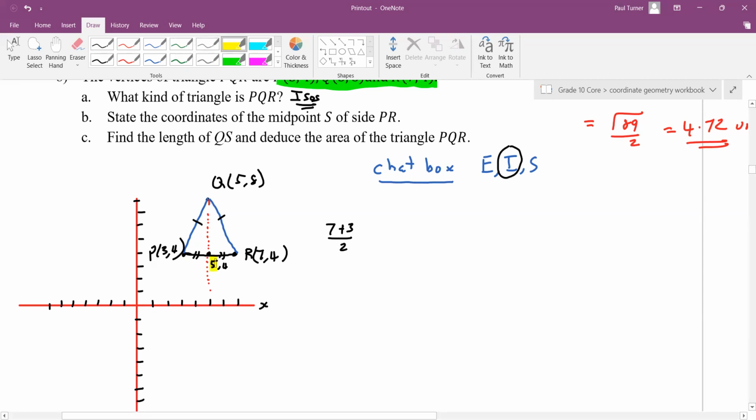Had to think then. So you already have that answer there. So that's going to be 5, 4. Okay with that? I didn't even use the formula because you have a horizontal line from 3, 4 to 7, 4. So it's just the middle point between 7 and 3. Okay, what's the area then?